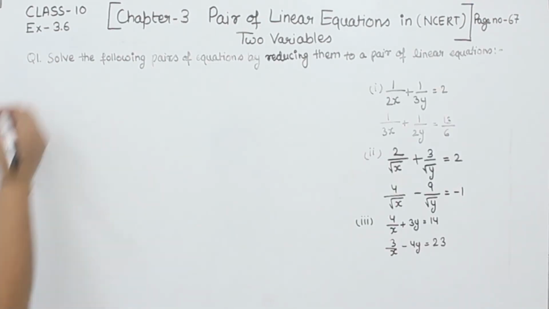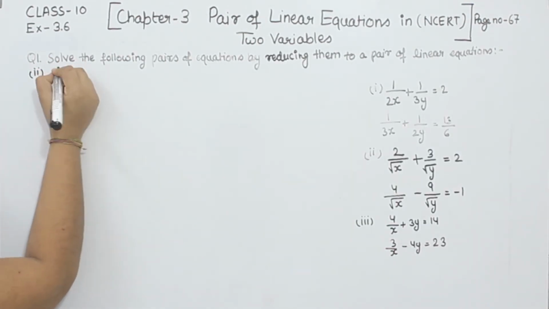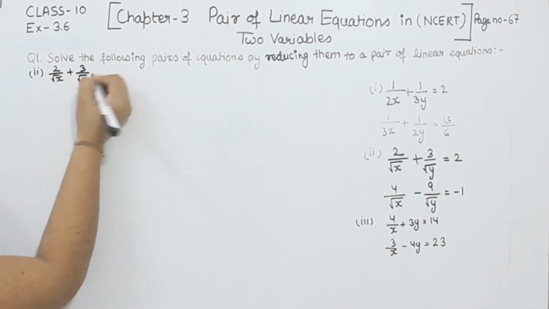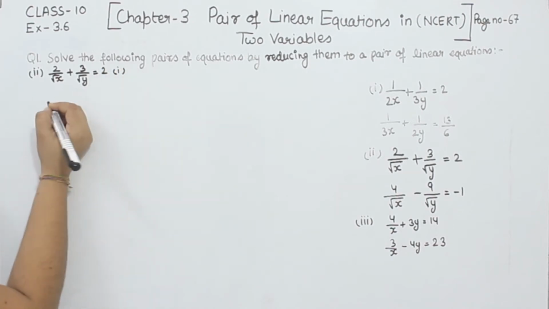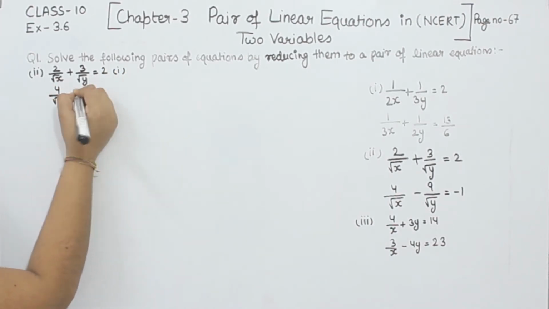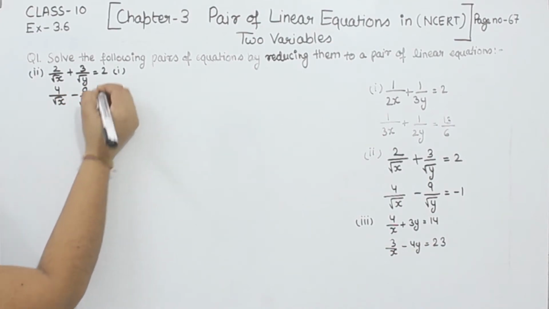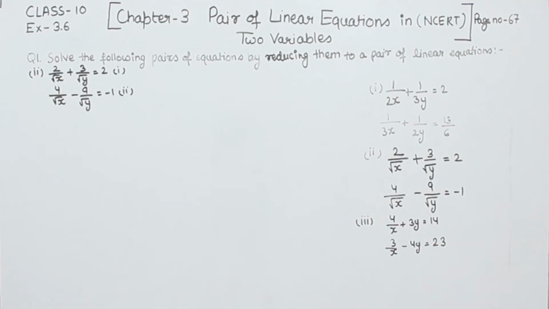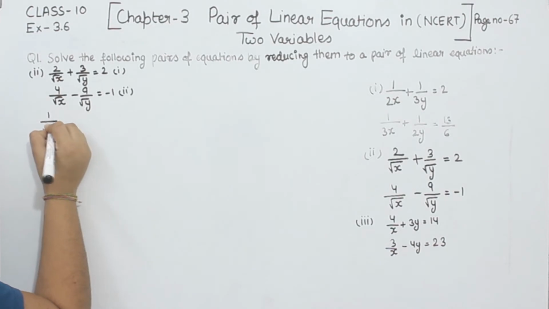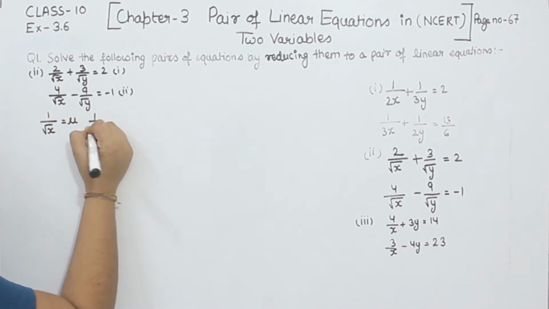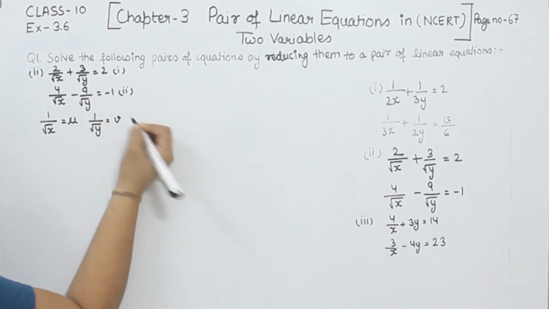Now comes to part 2. So the equation we have is 2/√x + 3/√y = 2. This is equation number 1, and the next one is 4/√x - 9/√y = -1. This is equation number 2. First of all we are going to convert this into a linear equation. For that we let 1/√x = u and 1/√y = v.